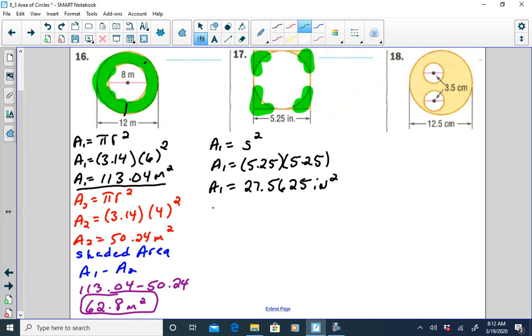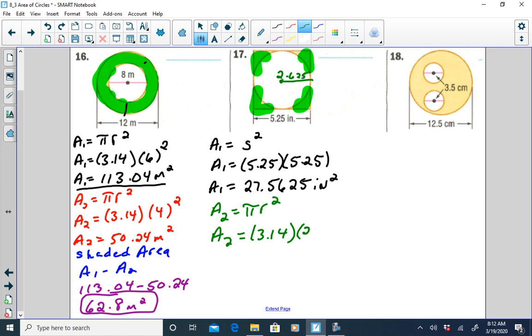Then we have to find area 2. Area 2 is going to be the area of the circle. So that's going to be pi times r squared. Area 2 is going to be equal to 3.14 times your radius. Well, what's your radius? Your radius is half of this diameter. The diameter you're given is 5.25, so you take a calculator and divide 5.25 by 2, and you get a radius of 2.625. Alright, 2.625 for the radius.